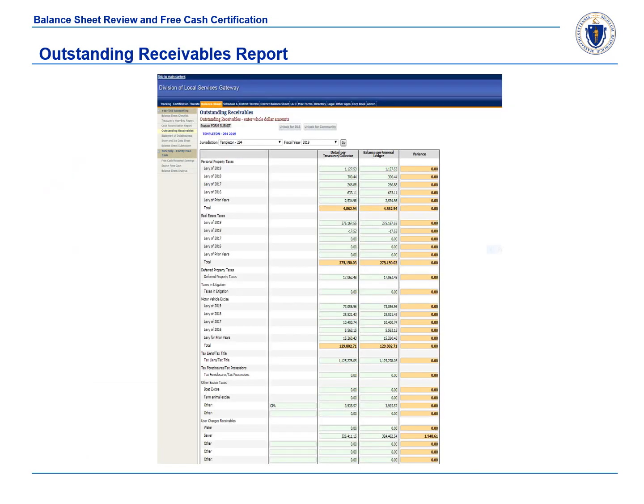The outstanding receivables report is located in the balance sheet module in Gateway. It must be completed and submitted there. This form is completed by the accountant or auditor and the treasurer and collector. This report shows the balance of outstanding receivables in the collector or treasurer system and the outstanding receivables balances in the accounting system. These balances must agree, and if they do not, the variance is deducted from the free cash calculation if the variance relates to property tax receivables.